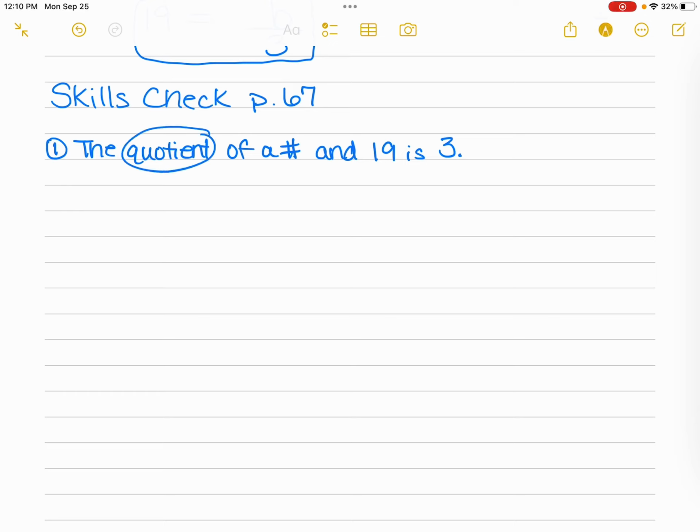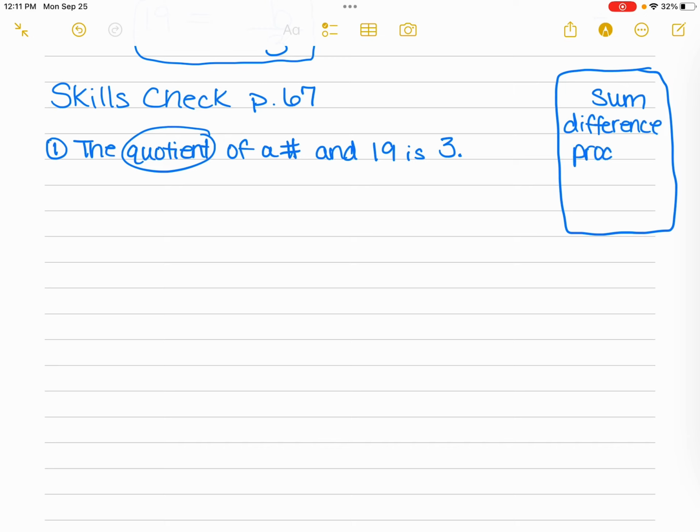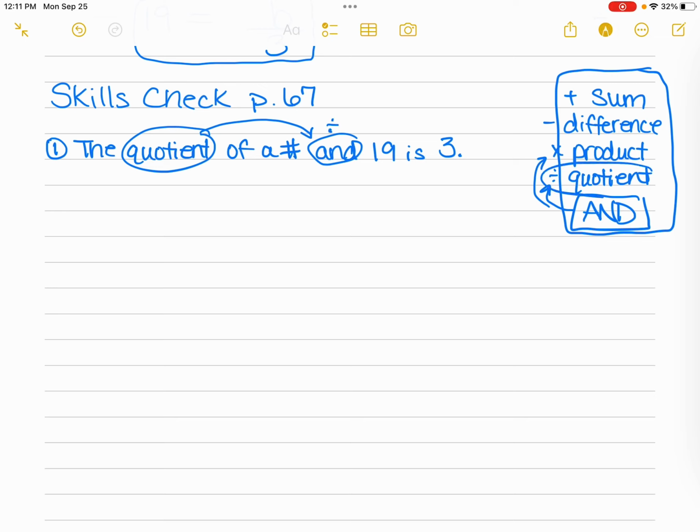Whenever you see these 4 words, you might want to write this in a little box off to the side. Sum, difference, product, and quotient. These are our operations, they are the answers to operations problems. So sum is plus, difference is minus, product is times, and quotient is divide. And when you see those, you are also going to see the word and. The word and is where these symbols go. So right here is my word and. Quotient goes with and. That's where my division sign is going to be because quotient means divide.